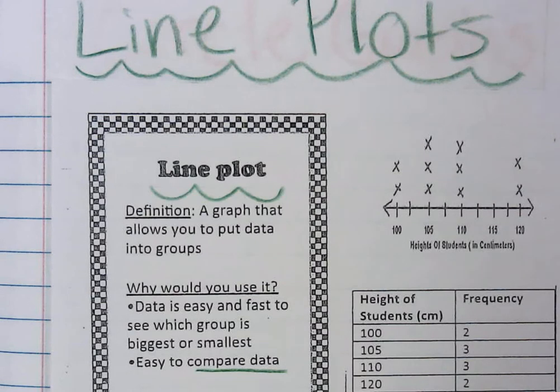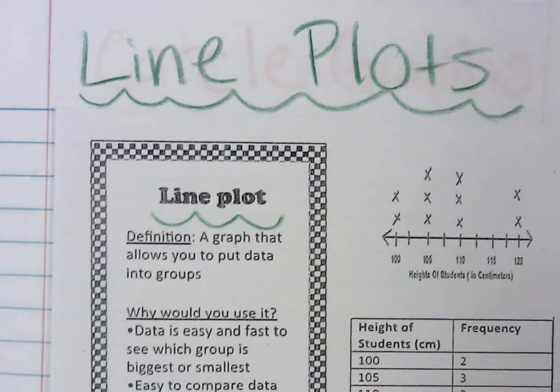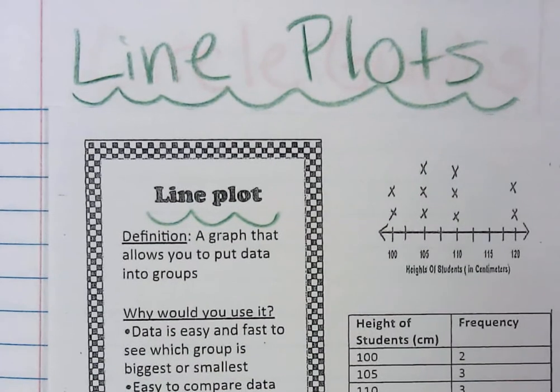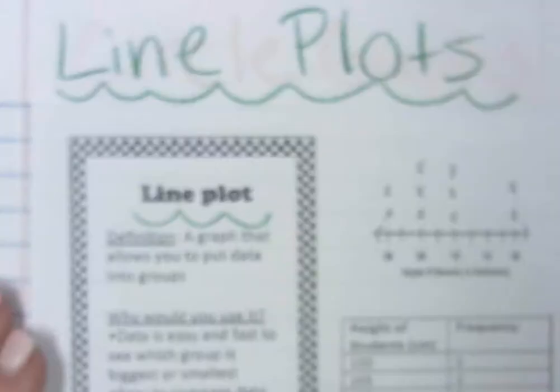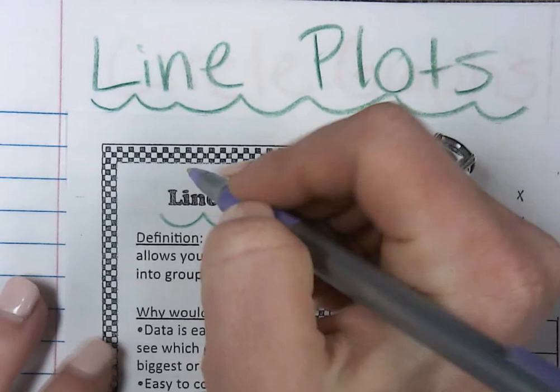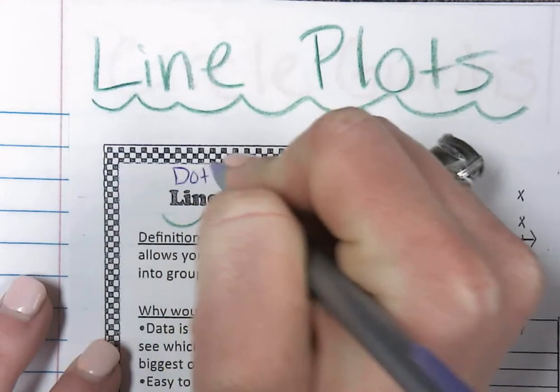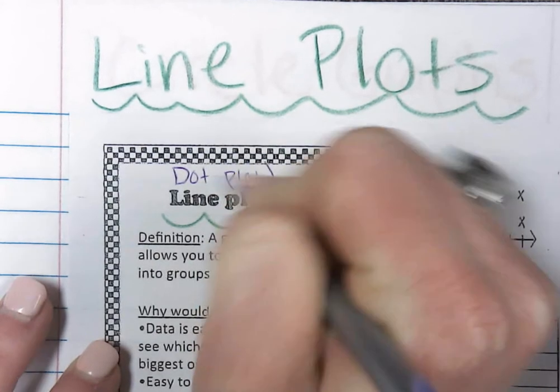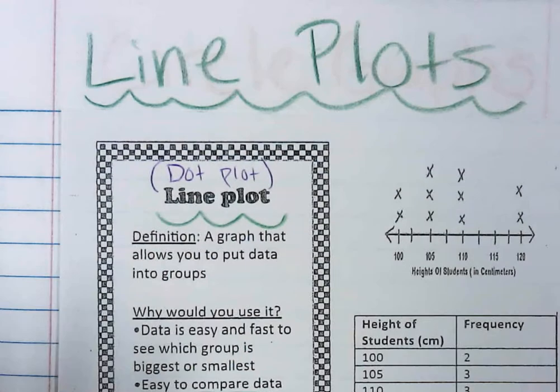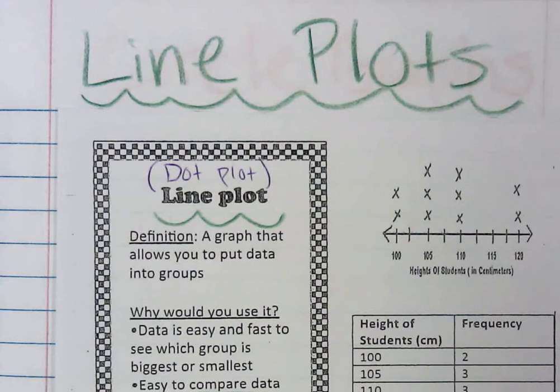So in your journal, you should have glued in the line plot note page. If you want to title this page line plots, you've probably seen line plots before, and you may have also heard someone call them dot plots. If you hear line plot or dot plot, they mean the same thing. So if you want to go ahead and write dot plot so that you know that that's okay, they both mean the same thing, that might be a good idea.